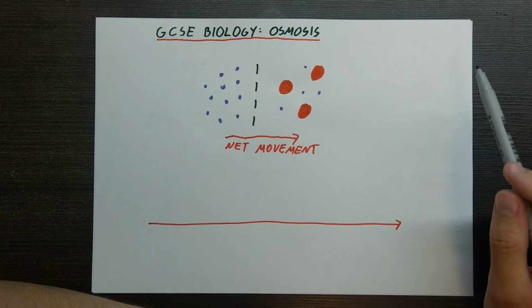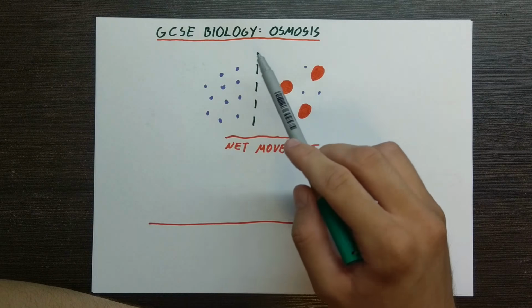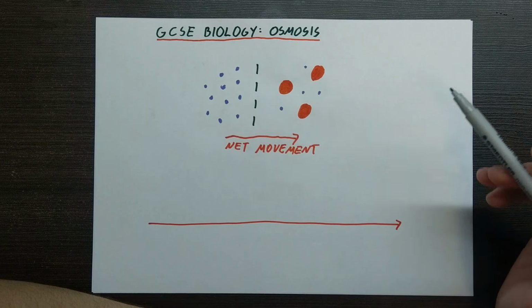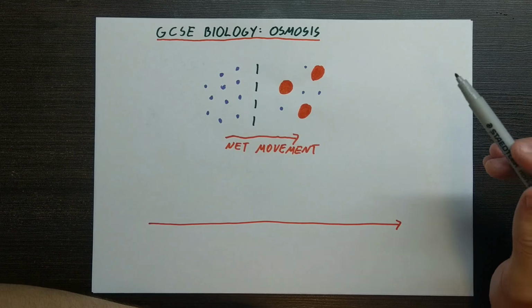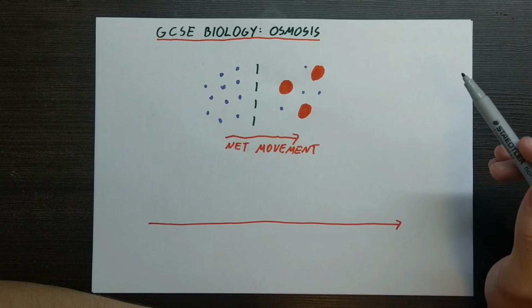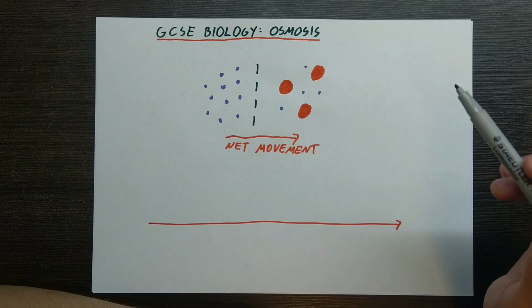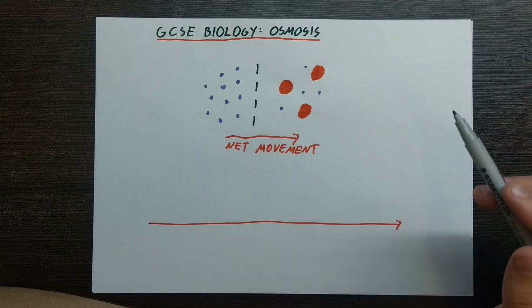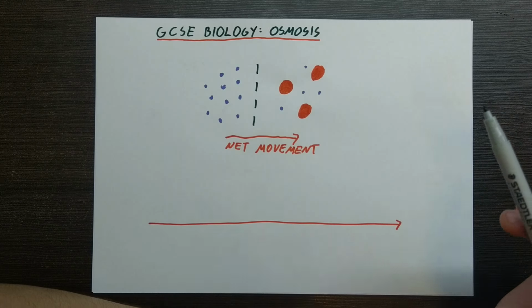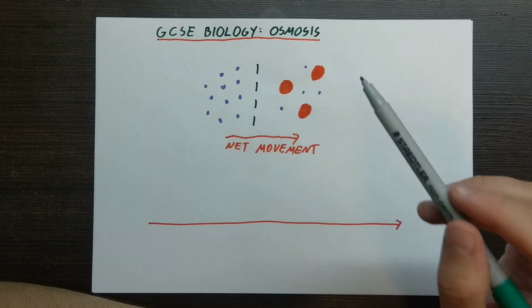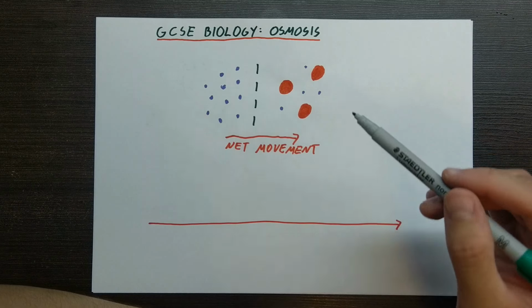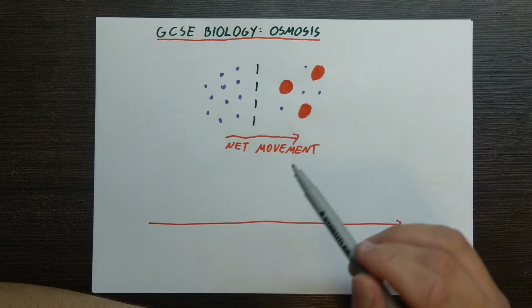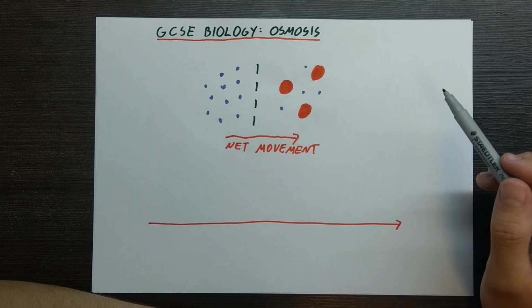Today we will be looking at GCSE Biology, Osmosis. Last time we were talking about diffusion, how particles move down the concentration gradient from area of high concentration to area of low concentration. Today we will be talking about osmosis, where osmosis is essentially a special case of diffusion. That's all it is. Osmosis is just a special case of diffusion.